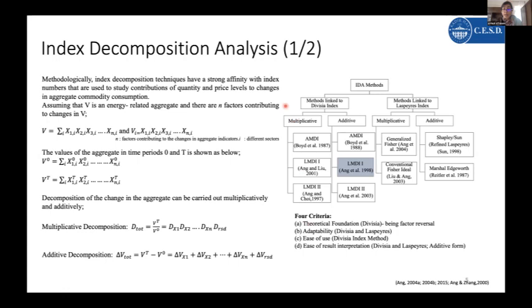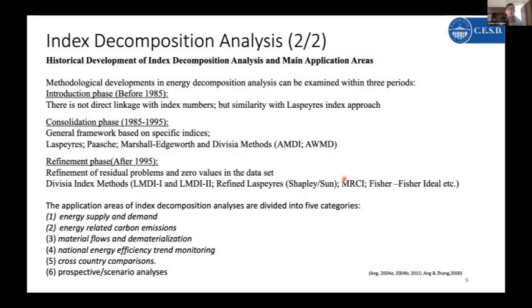So in that sense, amongst the methods linked to Division index, log mean Division index is the most preferred method because of its simplicity, and I also use this method to analyze the energy change in Turkey. To give a little bit of historical perspective, the emergence of this methodology goes back to the 1970s when the oil crisis emerged. But actually the refinement phase, which is after 1995, is very important because it is the time period in which the weaknesses of this methodology were overcome.